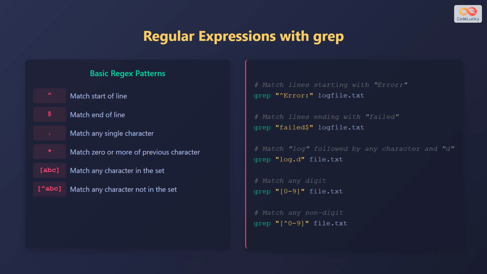Here are some examples of how to use these in grep commands. grep ^error log file.txt matches lines that start with error. grep failed$ log file.txt matches lines that end with failed. grep log.d file.txt matches lines containing log, followed by any character, followed by d. grep [0-9] file.txt matches lines containing any digit. And grep [^0-9] file.txt matches lines containing any non-digit character.